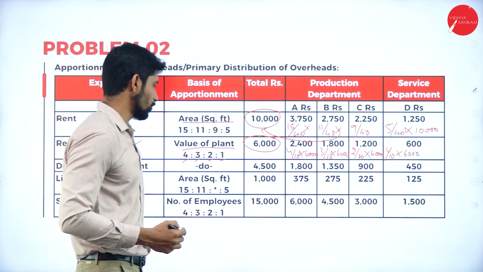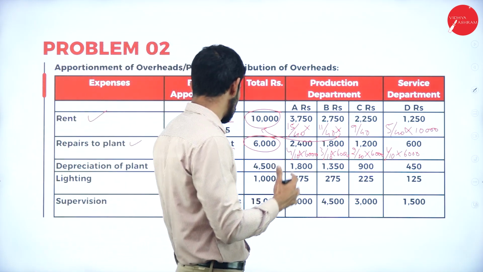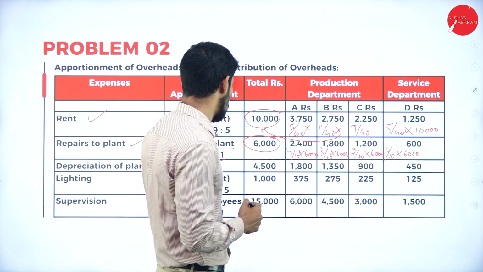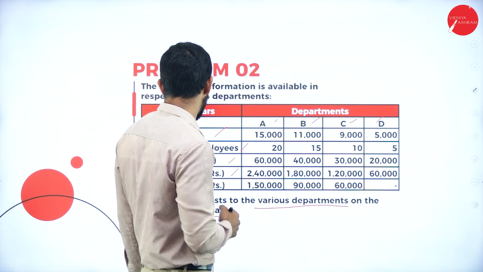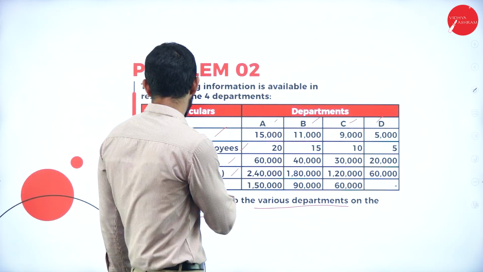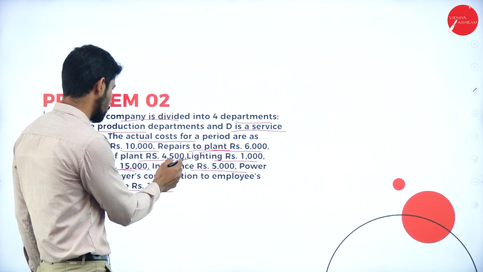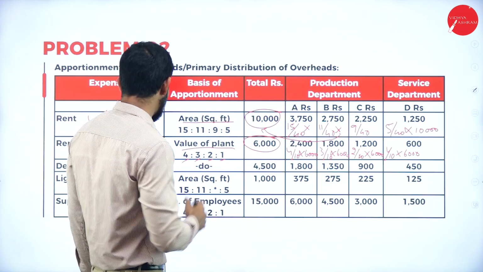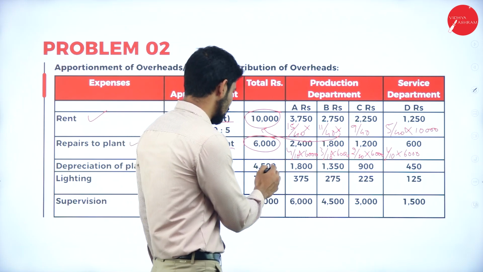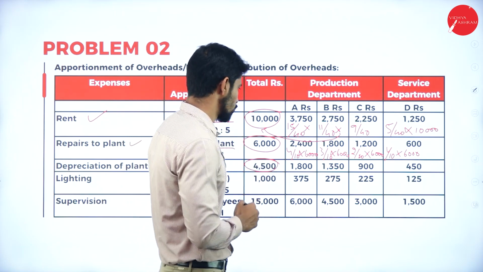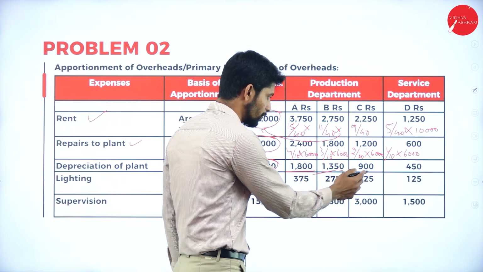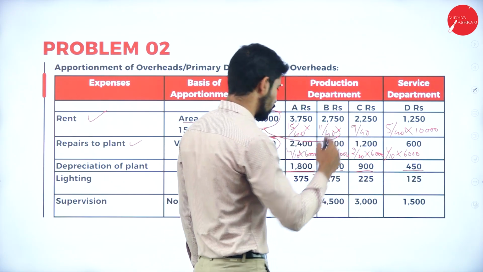Next, depreciation of plant. So how much is the depreciation of plant given? You can see in the problem, depreciation is given. Yes, here you can see the depreciation of 4,500 is given. Okay. So if you find out the value, you will get 1,800, 1,350, 900 and 450.